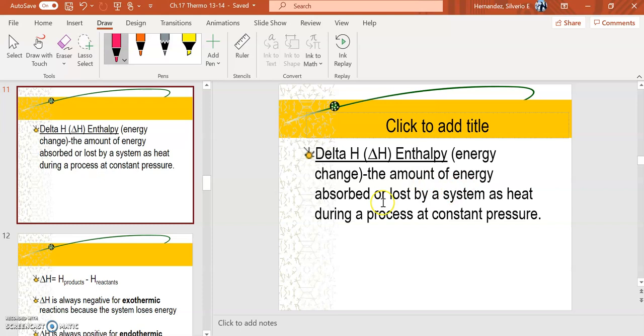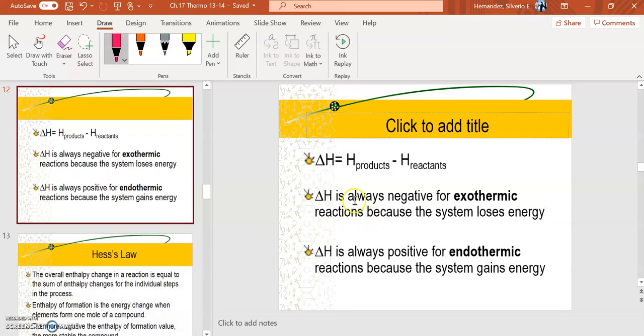So here it's the amount of energy absorbed or lost by the system being the reaction, right, at constant pressure. So what is that telling me? It tells me that if I want to find the delta H for a reaction, I take the energy for the products and I subtract that by the energy of the reactants.